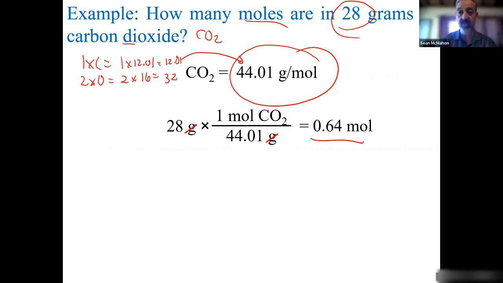There's only 2 sig figs. Why? Because 28 has 2 sig figs. Why does this zero not count? It's leading. Leading zeros, zeros on the left, never count. Leading, left, never count, ever, ever. Okay.